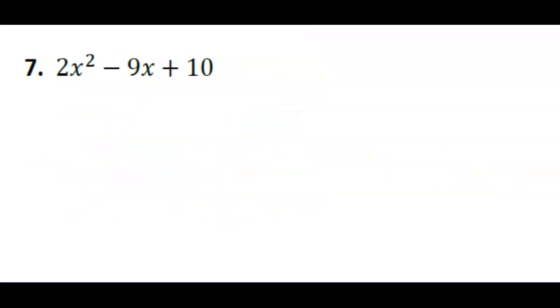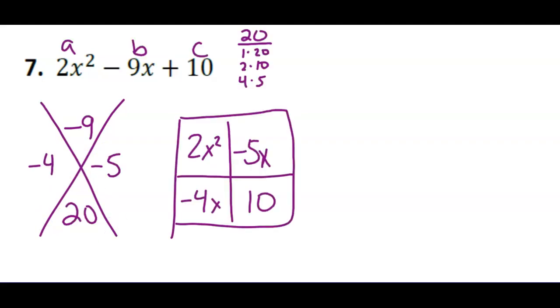right now I want you to label your A, B, and C, set up your diamond, set up your box, come back and see if yours matches mine. Okay, this is what you should have got for your box and your diamond. Did you? So you had your B here, your A times C was 20. The numbers that add to -9 are -4 and -5. Okay, I knew that these both needed to be negative because this was negative. And then I can plug that in.